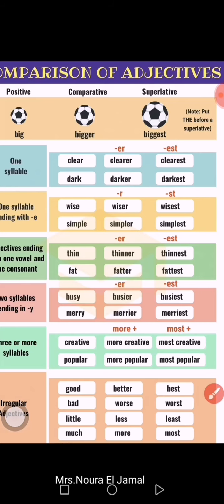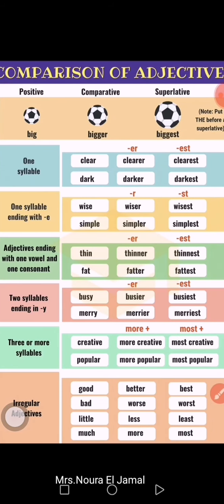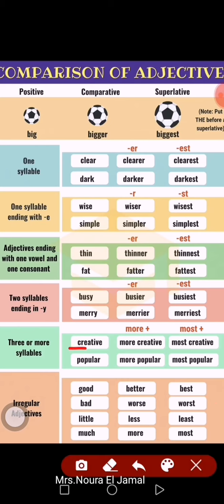Here, if we have three or more syllables, we just write more before the adjective if it's comparative. And we write the most before the adjective if it's superlative. Like here, creative became more creative, and the most creative. Popular, more popular than, and the most popular.